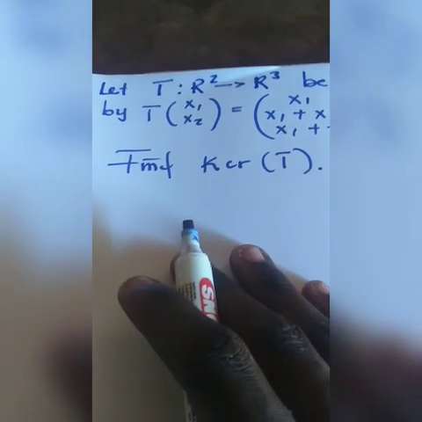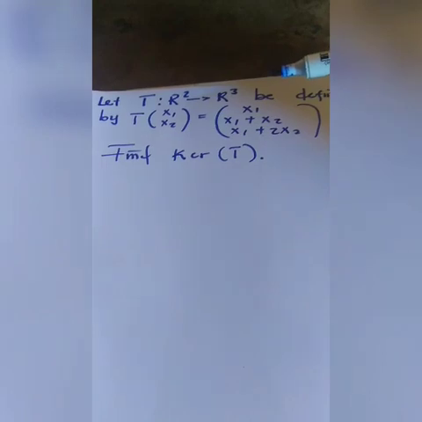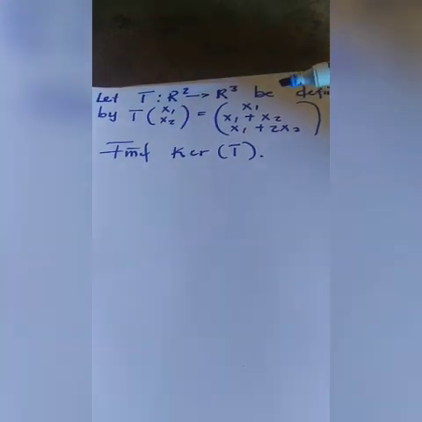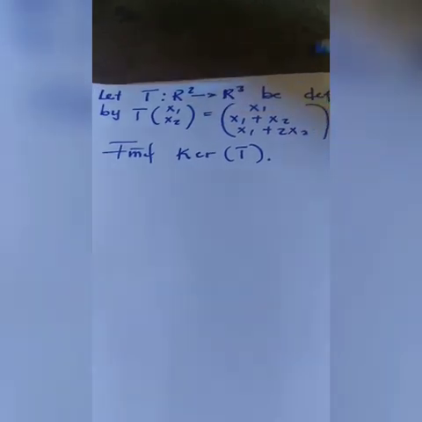Question, they are saying let T be such that R2 maps to R3 be defined by T of x1 and x2 equals x1, x1 plus x2, x1 plus x2. Then they are saying you should find the kernel of this.